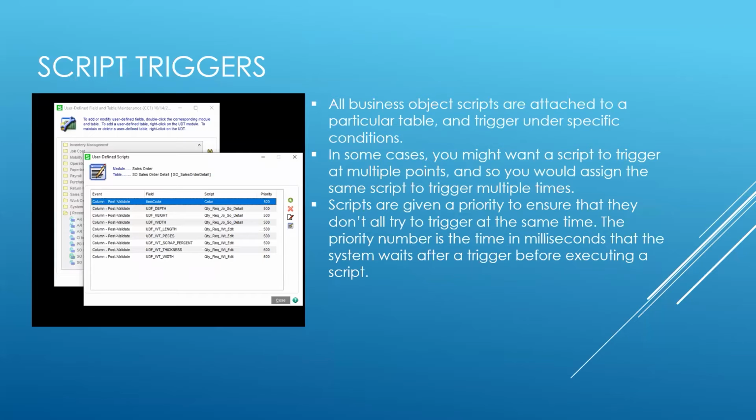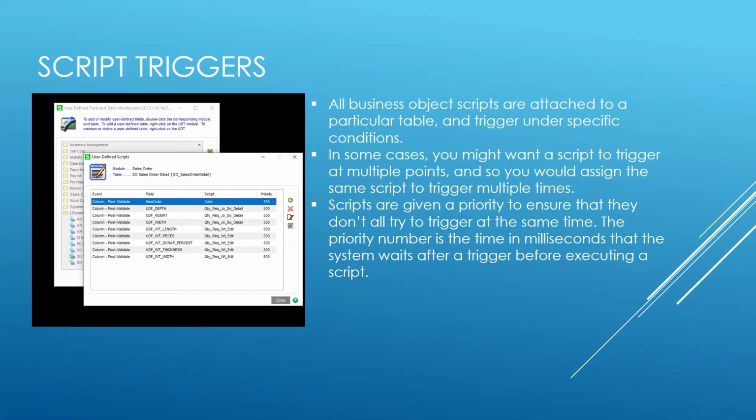We'll talk a little bit about different script triggers for business object scripts, as they tend to be the more diverse field of scripts. All business object scripts are attached to a particular table and they trigger under specific conditions. So if you want to have a script that checks for a field value during sales order entry, you would attach it probably to the sales order header, and you would say, pre-write, pre-total. I'll get into that in a moment here, but you would tell it at that point on this table to trigger.